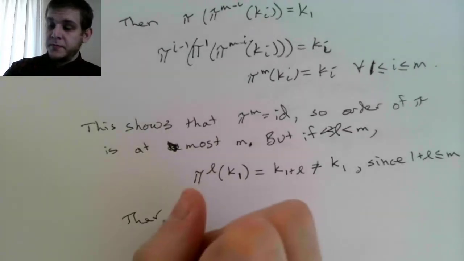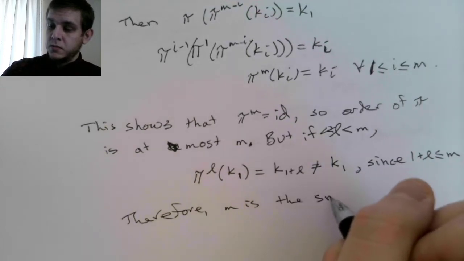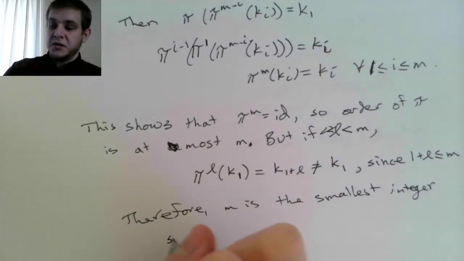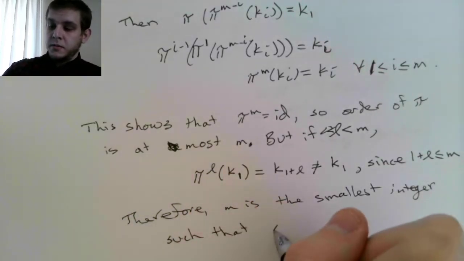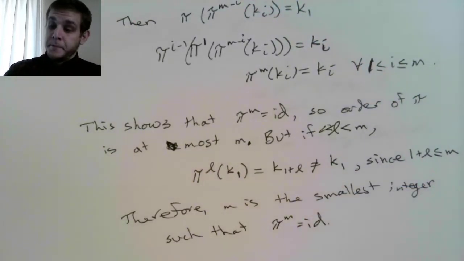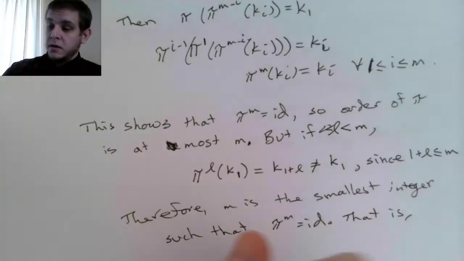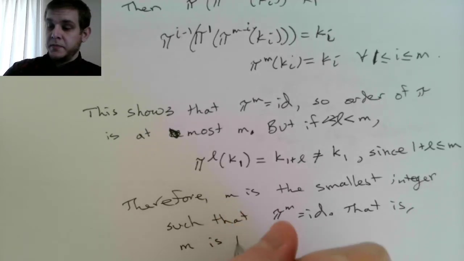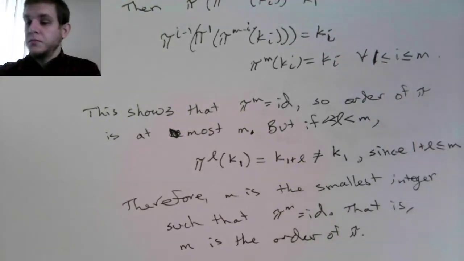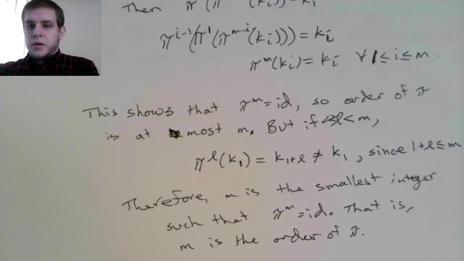So therefore, m is the smallest integer such that pi to the m is equal to the identity transformation as a transformation. And so that is, m is the order of pi. Okay.